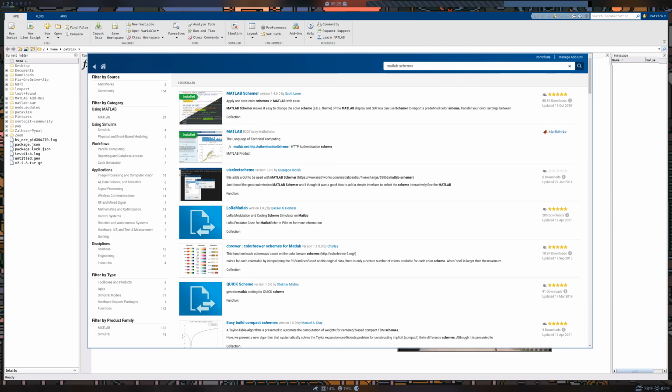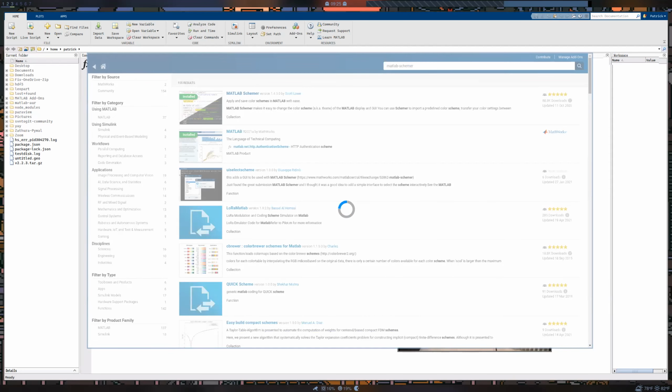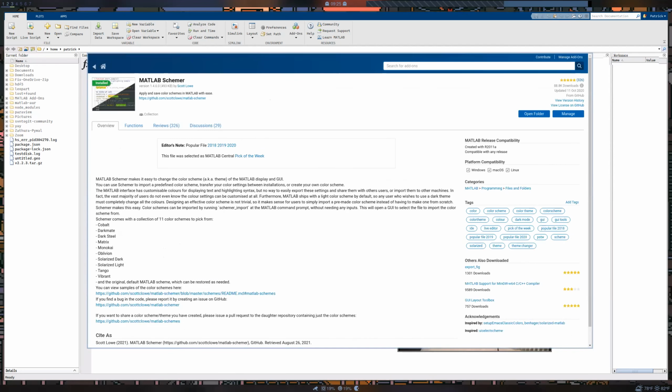Okay, and we're going to click on the very first one right here. And all of these add-ons, I think MathWorks, the company from MATLAB, they vet them and make sure that it's not malware. This has a lot of downloads. I've used this for years. It's safe, don't worry.